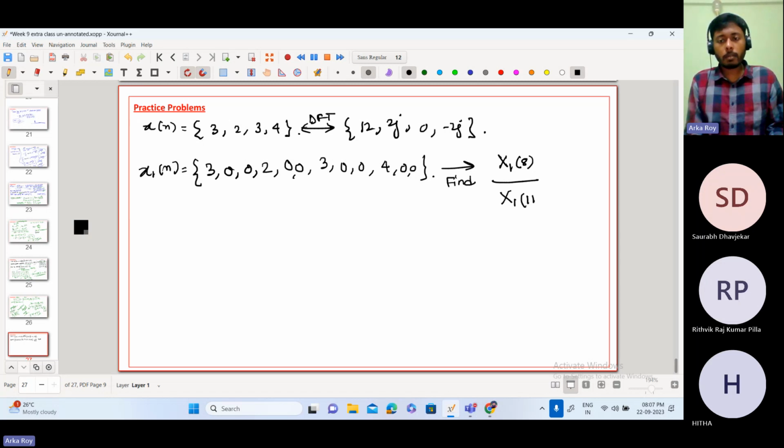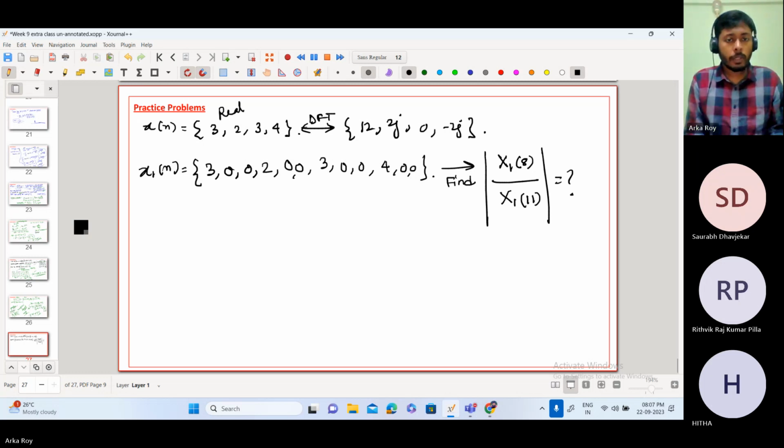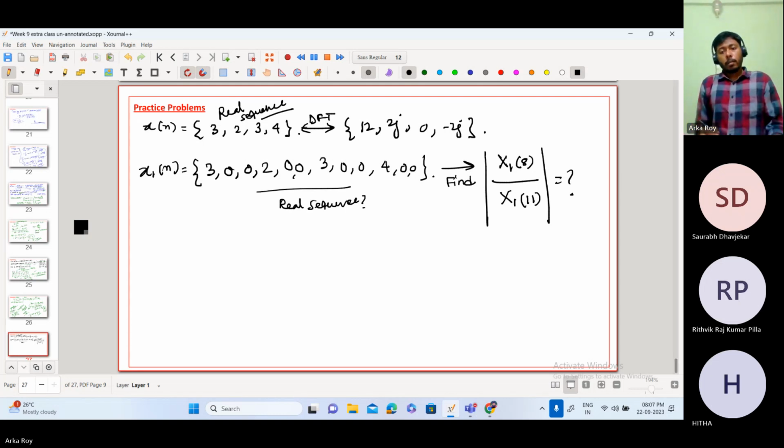The DFT of x1 at k equals 11 and more. And this is a real sequence. The original sequence is a real sequence, and this one is also a real sequence. So find x1 of 8 divided by x1 of 11.